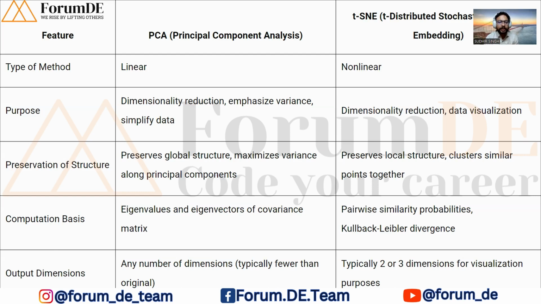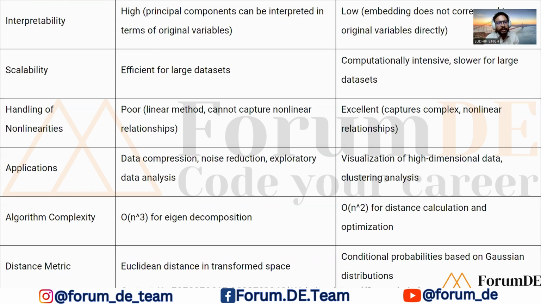Computation basis: eigenvectors and eigenvalue calculations for PCA, and pairwise similarity probabilities and Kullback-Leibler divergence for tSNE. Then output dimension: any number of dimensions, typically fewer than the original. If we have, suppose, 10, then it can be anything from 1 to 10. In tSNE, typically 2 or 3 dimensions for visualization, because we can visualize only in 3 dimensions at max.